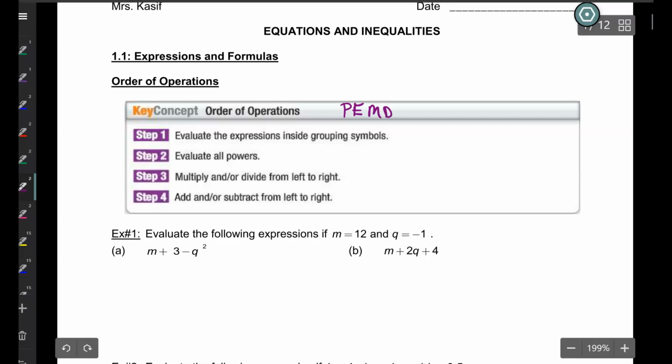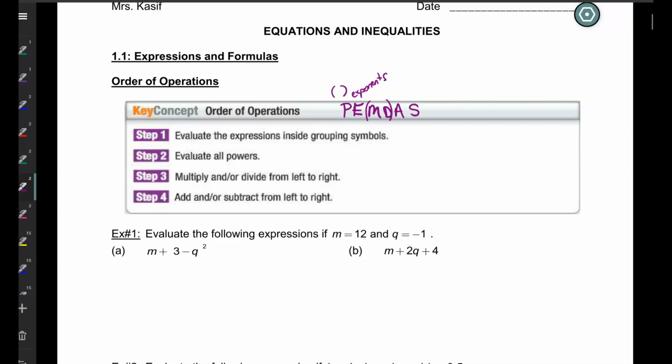So basically, you've got your parentheses or your grouping symbol. You've got your exponents, right? And then multiplication and division, I like to put parentheses around that because they're equal in terms of when you're working left to right, okay? You don't do multiplication before division. Does that make sense what I'm saying?